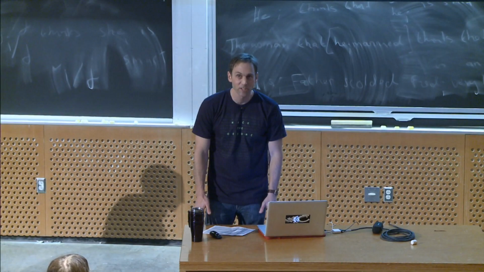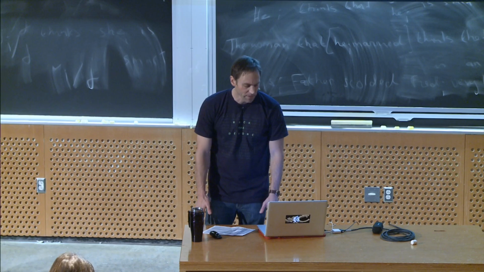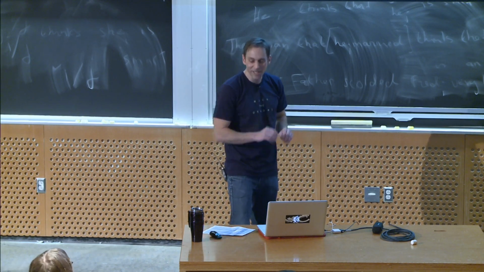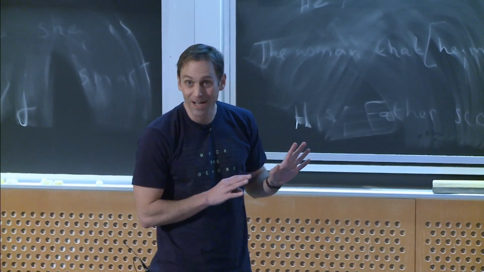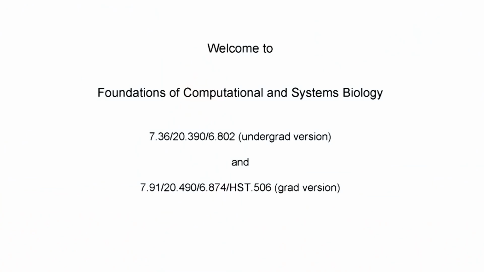Welcome to Foundations of Computational and Systems Biology. This course has many numbers. We'll explain all the differences and similarities, but there are three undergrad course numbers, which are all similar in content: 736, 2390, 6802, and then there are four graduate versions. The 791, 2490, and HST versions are all very similar, basically identical, but the 6874 has some additional AI content that we'll discuss in a moment.